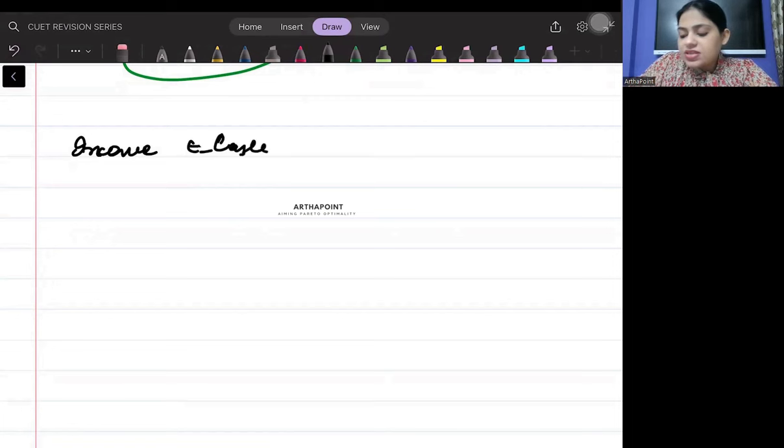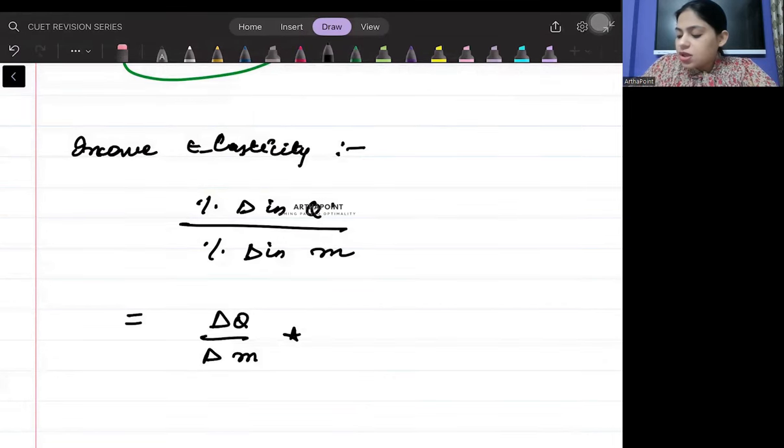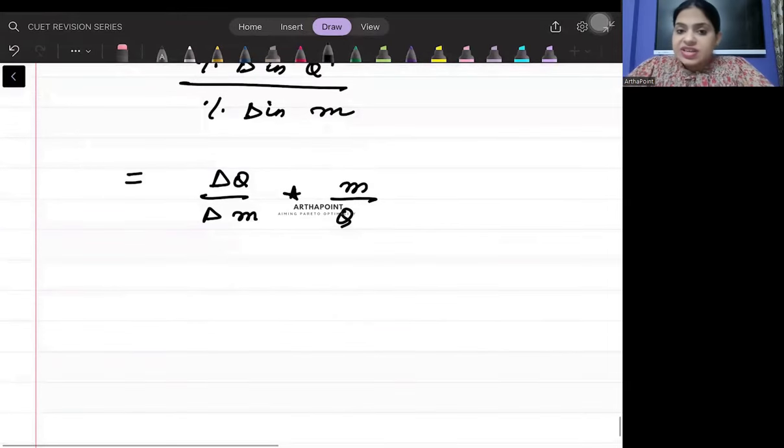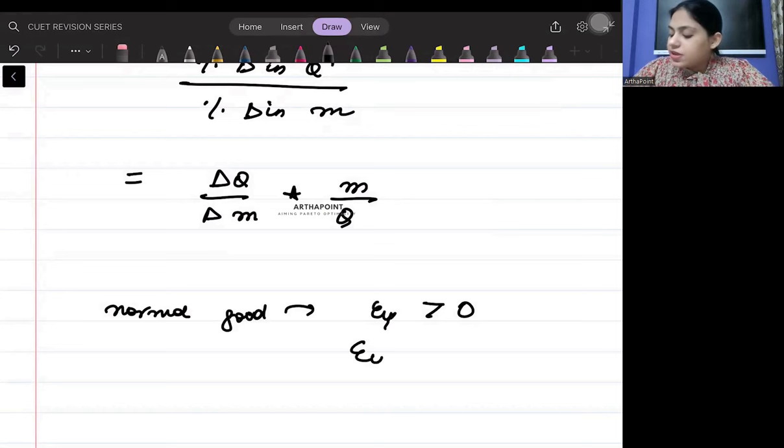Income elasticity tells us percentage change in quantity due to percentage change in income. तो इसको हम लिख सकते हैं change in quantity by change in income into income by quantity. Right? Try to understand that for normal goods, the income elasticity is positive. For inferior goods, the income elasticity is negative.